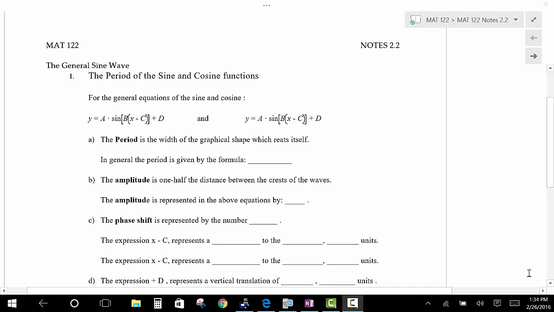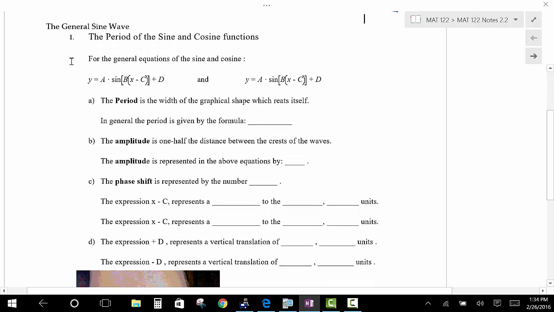Okay, we are going to be going through section 2.2 today. And when we look at section 2.2, we're going to be looking at the period of the sine and cosine functions and talk about that, just kind of review that before we get into some of the main graphs. So basically, we have talked about the period being the width of the graphical shape that repeats itself. It's supposed to say repeats.